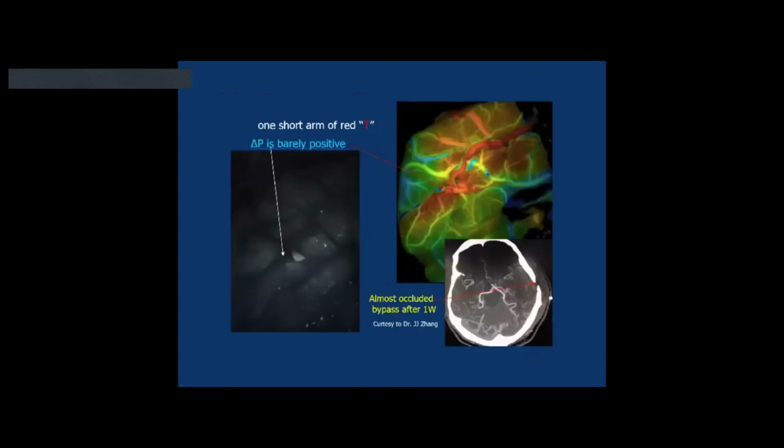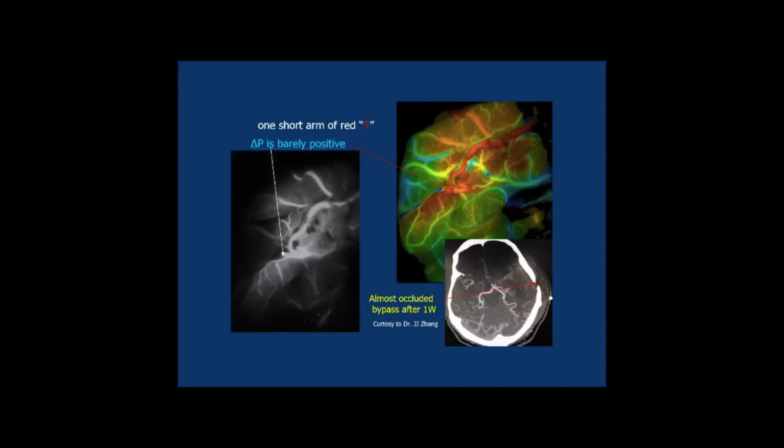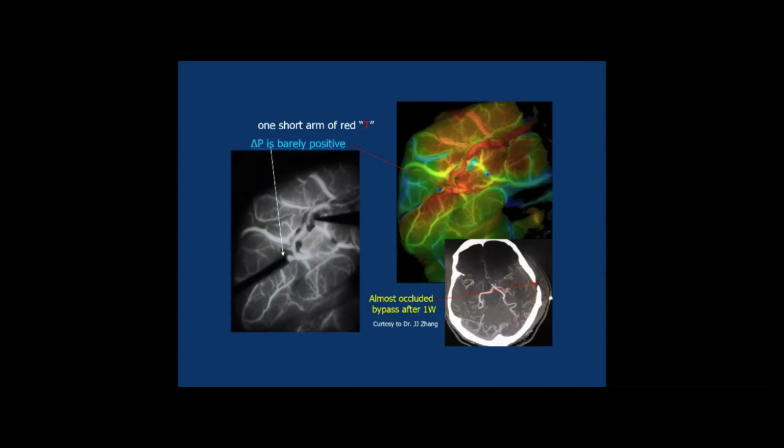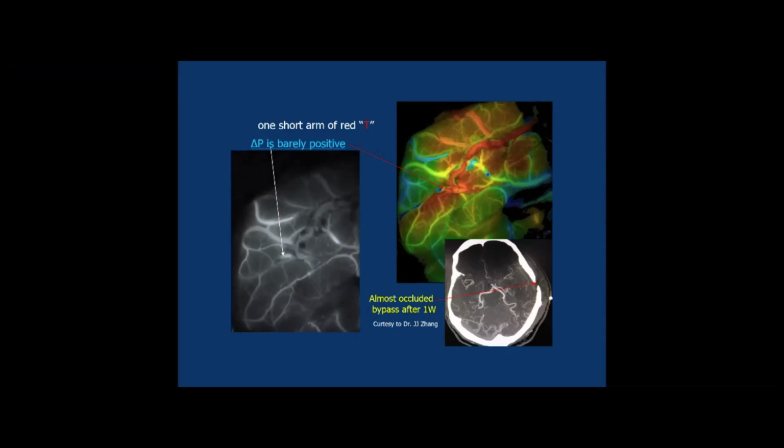But sometimes if one arm of the T was short, it's dangerous for delayed occlusion. So this is a followed case from another neurosurgeon. You can see that P in this stoma is very positive. And the red T, one arm was very short, only 2 or 3 millimeter. So just after 1 week, you can see the bypass was almost occluded because the delta P was too small.